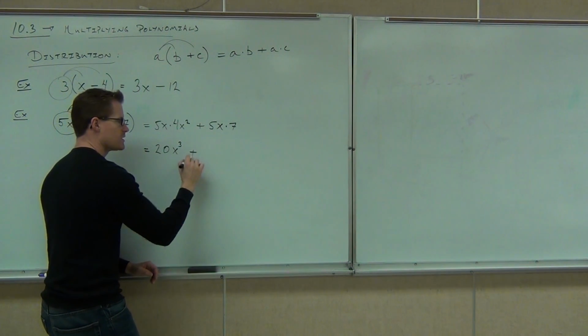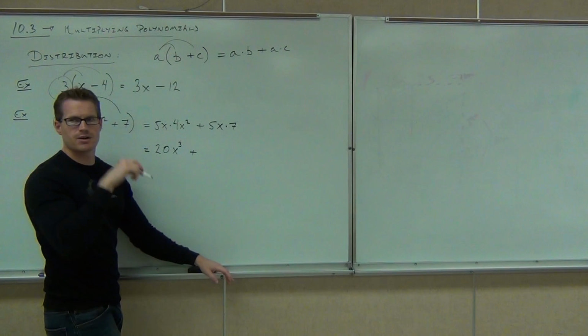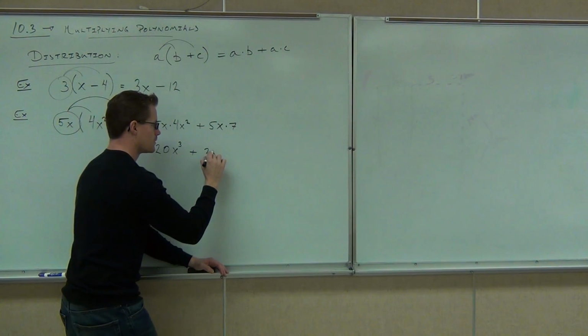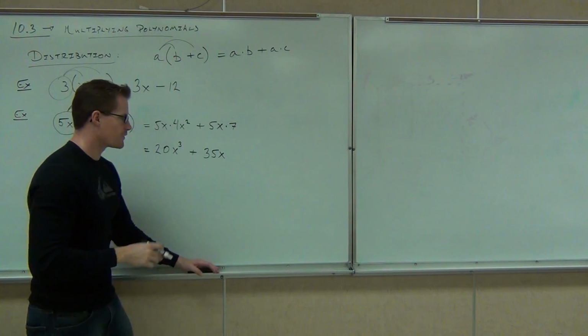Okay, the plus sign's still going to be there. How about 5x times 7? I'm just going to get 35x. 35x to the first power. We don't have to write the 1.